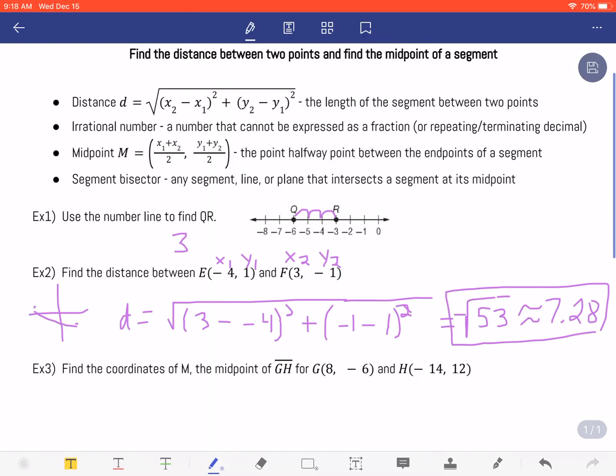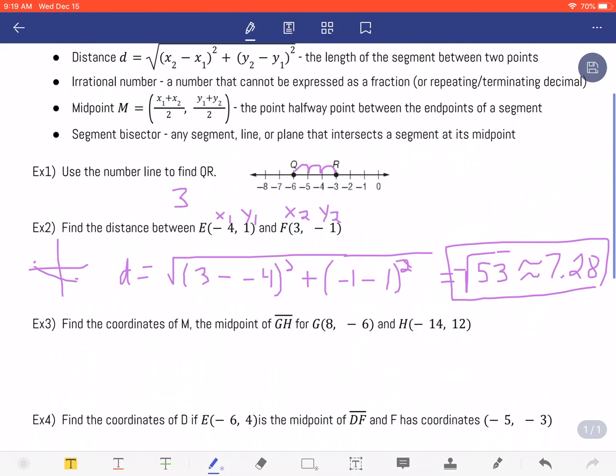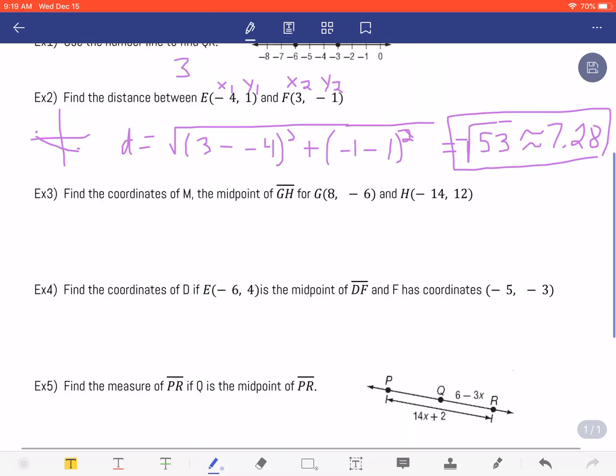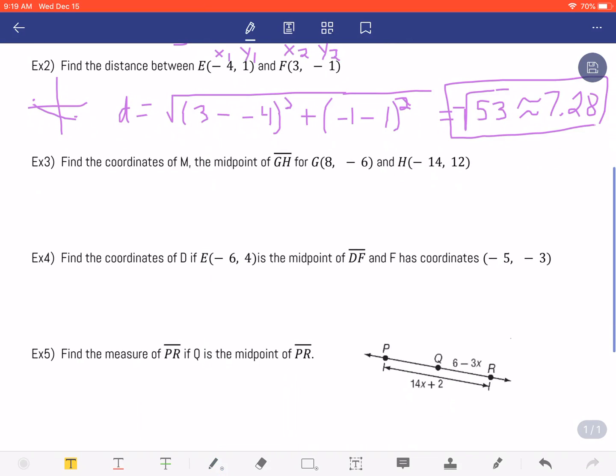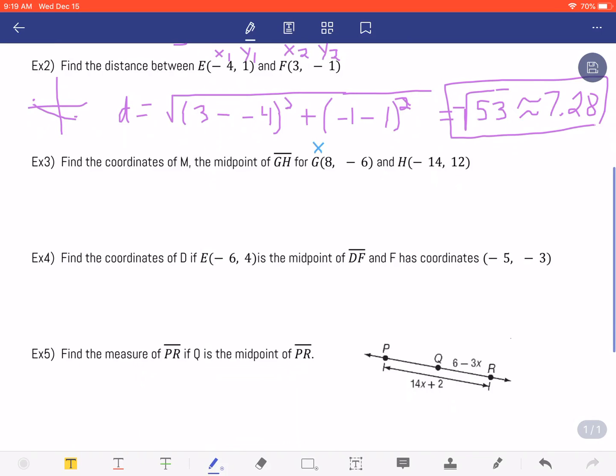Okay, example 3 says find the coordinates of the midpoint. So now we're using this midpoint formula. Midpoint formula, you're just averaging the x's and averaging the y's. So on here, I'm going to label these again to help keep myself organized. x1, y1, x2, y2. And then we're going to plug those into the formula. So I have x1 plus y1 divided by 2.